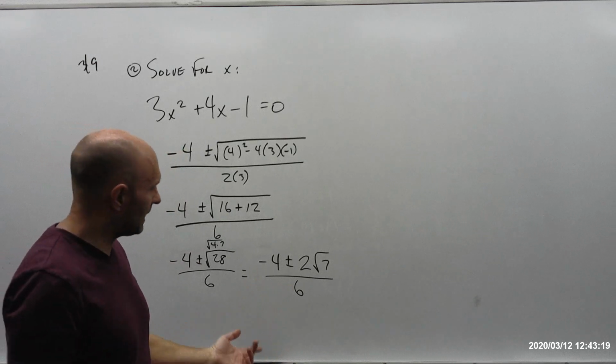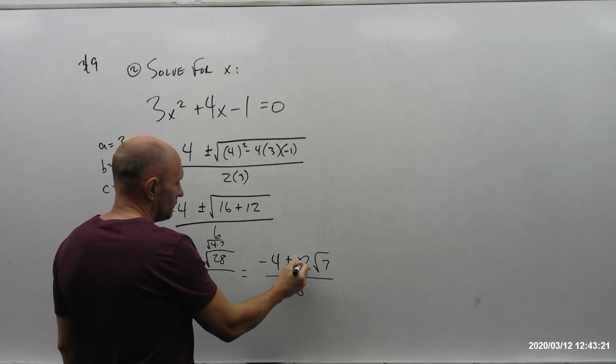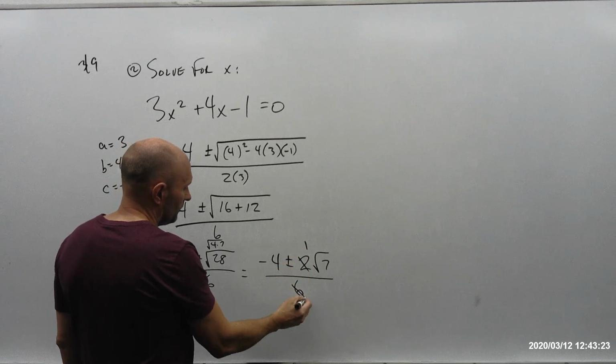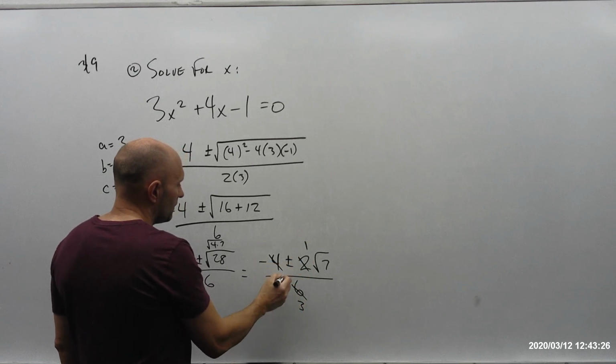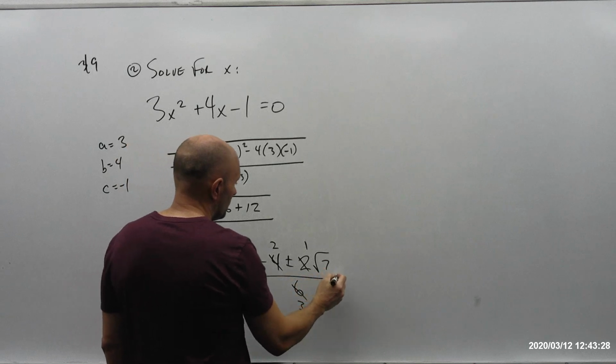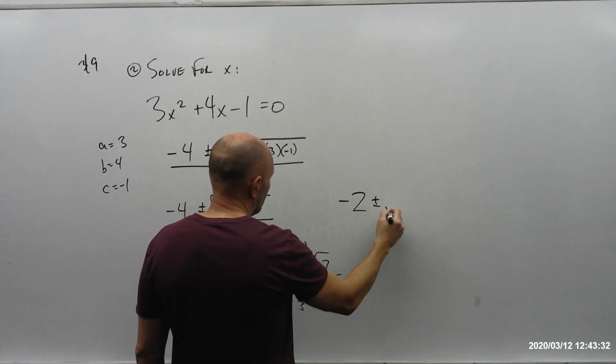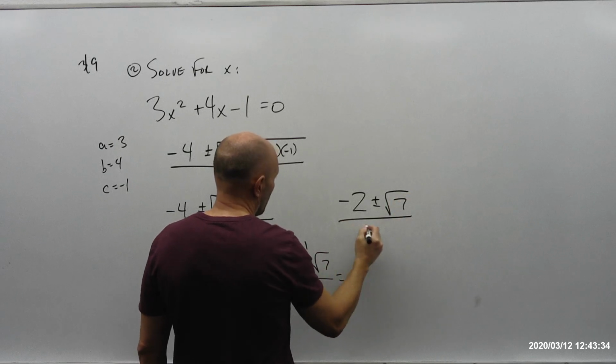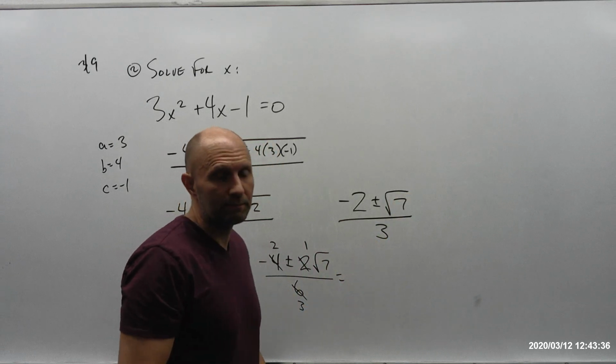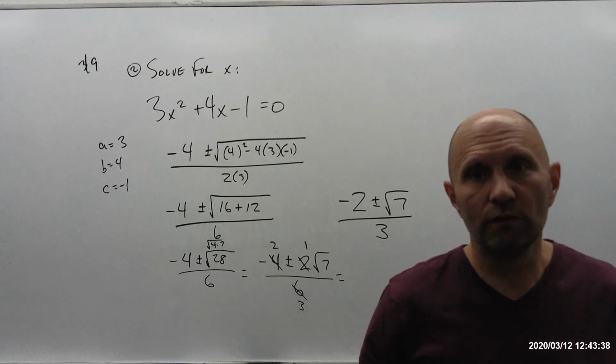And now I can cancel a 2 out of all of these. 2 divided by 2 is 1. 6 divided by 2 is 3. 4 divided by 2 is 2. So your final answer is negative 2 plus or minus 1 square root of 7, all over 3. So that's your answer for that.